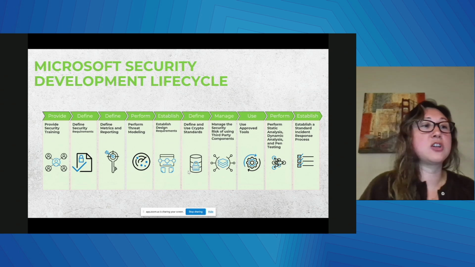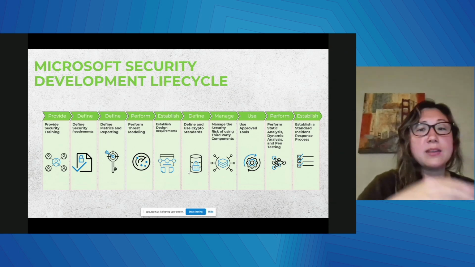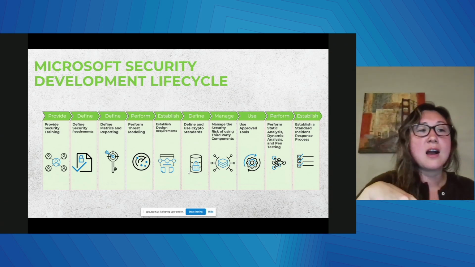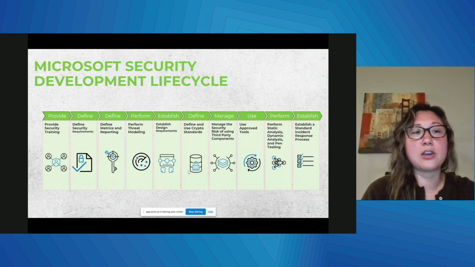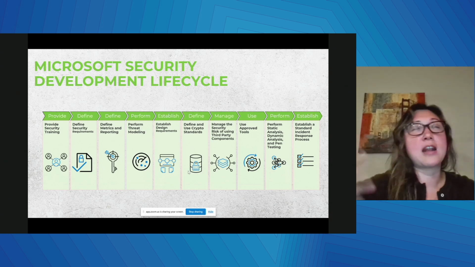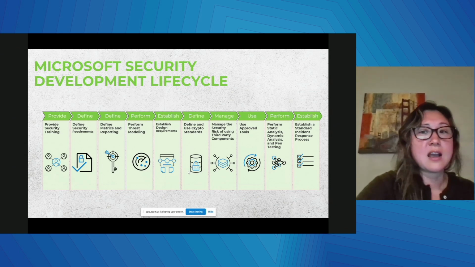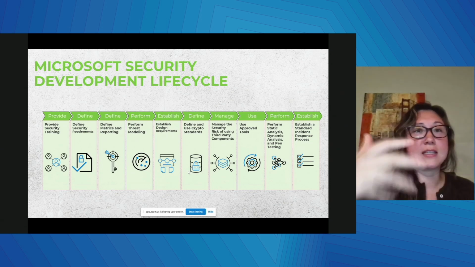The first one is to provide training, ensuring everybody on the teams understands the security best practices. The second one is to define security requirements, to continually update security requirements to reflect changes in the functionality, the regulatory environment, and the threat landscape. Define metrics and compliance reporting to identify acceptable levels of security quality and how engineering teams should be held accountable. Perform threat modeling, and that's something we're going to dive a little deeper into in this presentation. Establish design requirements, and define and use cryptographic standards, basically ensuring that everything we're building has the latest and greatest crypto standards.